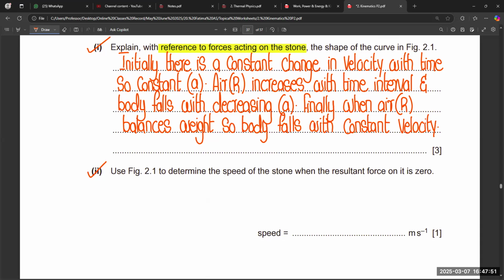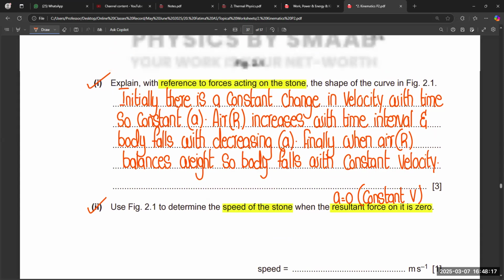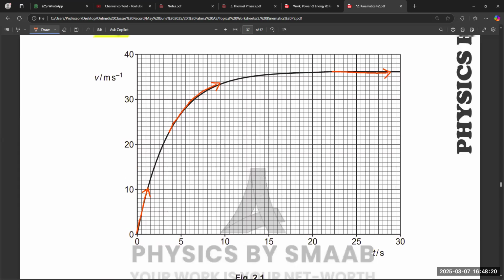And use figure 2.1 to determine the speed of the stone when the resultant force on it is zero. Resultant force zero means all downward and upward forces are balanced. So the body is moving with constant speed. So definitely the body is moving with constant speed when there is zero acceleration and that value is this one. 1, 2, 3, 4, 5, 35. Right? 35 meters per second.